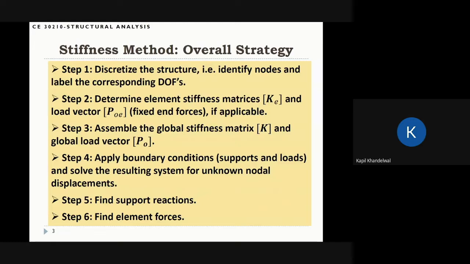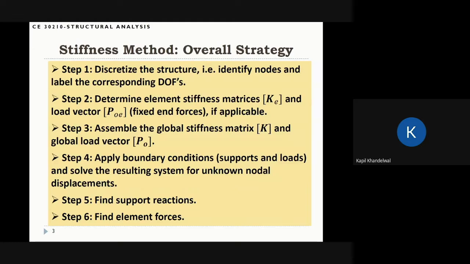And the second step is determining the element stiffness matrices. Once we discretize the structure into small pieces that we sometimes call finite elements, we need the element stiffness matrices for all of those elements. And also the load vector, or PO vector. In our class, we call this the fixed end forces. And this comes because of temperature, fabrication, or whatever loads are acting within the member.